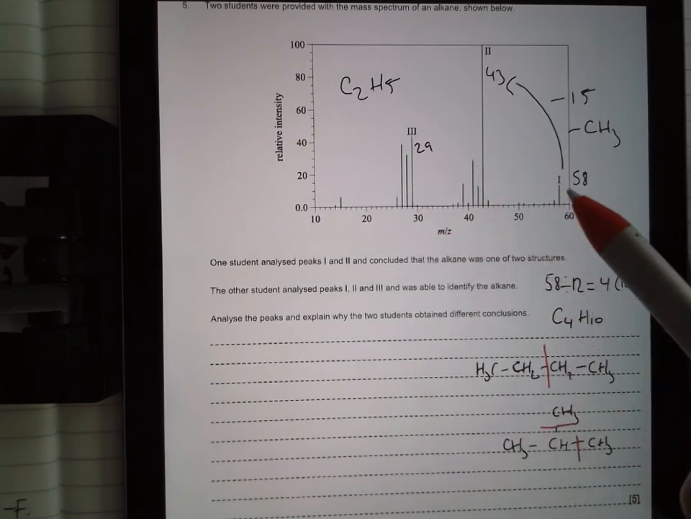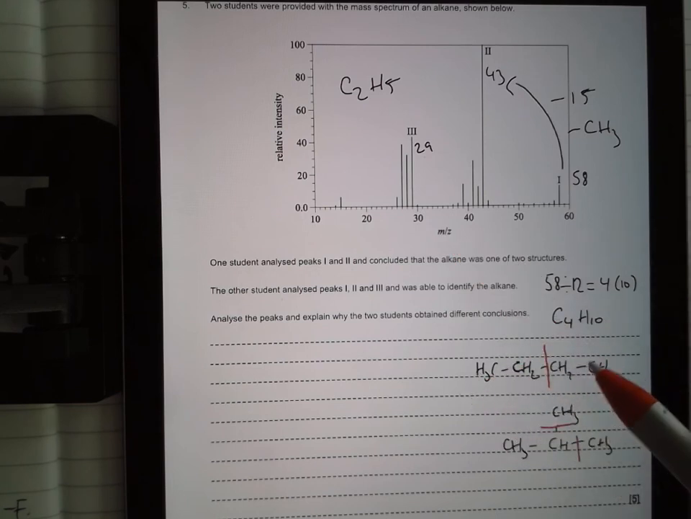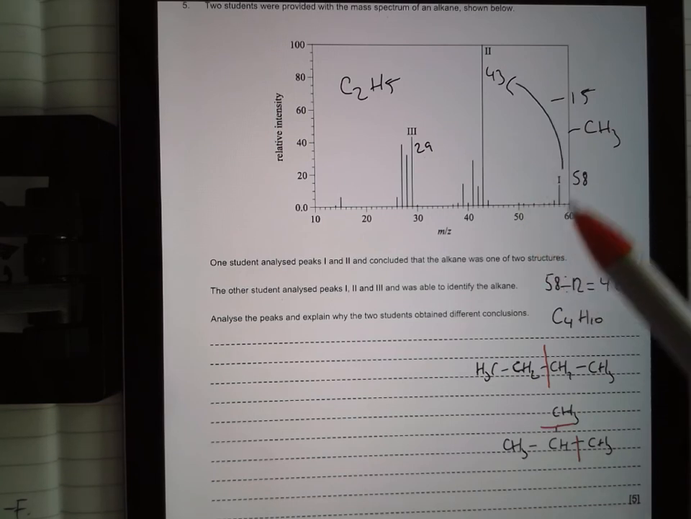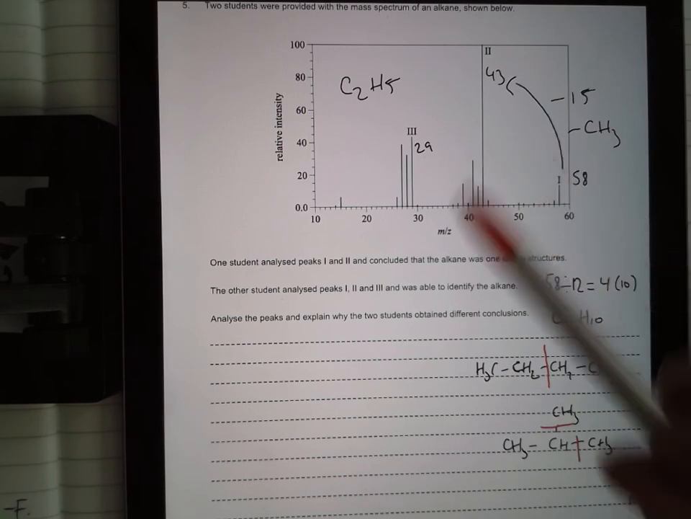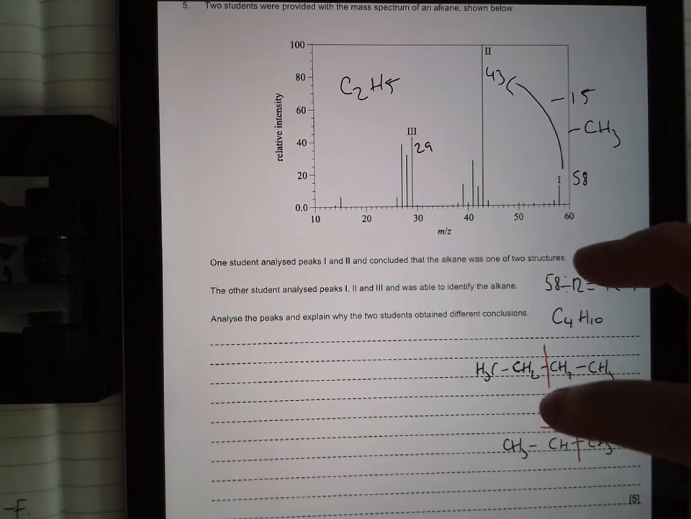That tells me, by looking at all 3 peaks, that butane is my only possible answer. It's the only alkane with a molecular mass of 58 that can produce all 3 peaks on the mass spec. It tells you the written answer on the mark scheme, but I just want everyone to be clear why that is the written answer.